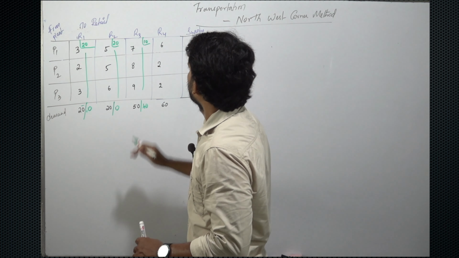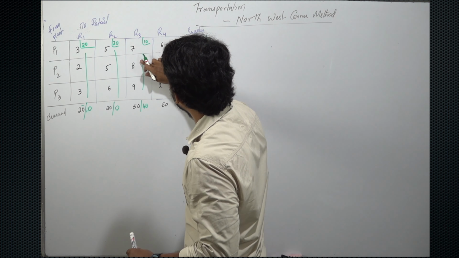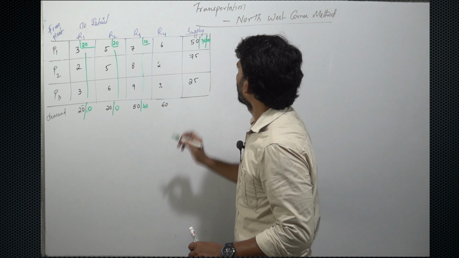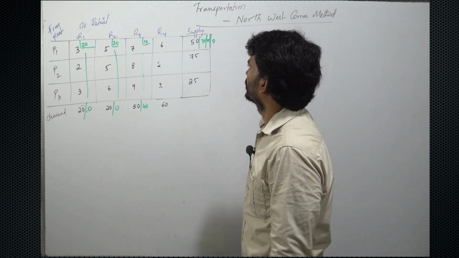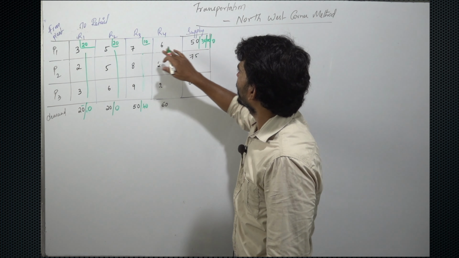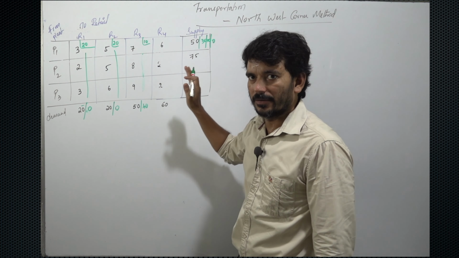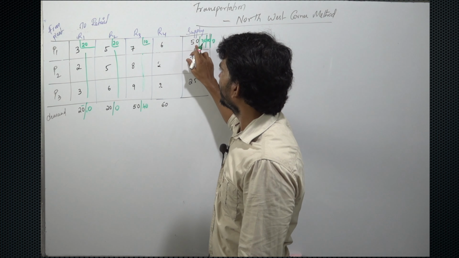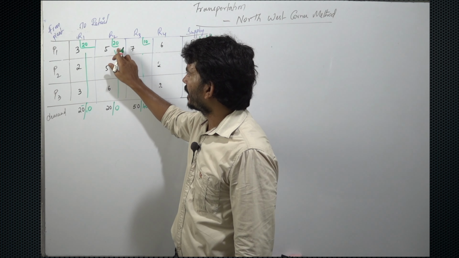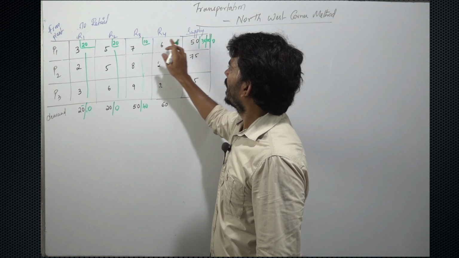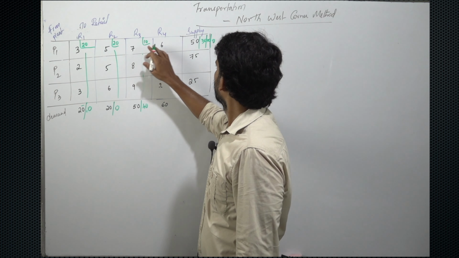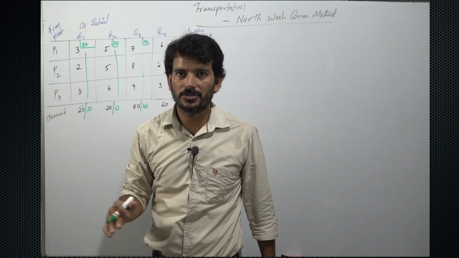And this will be crossed out. Rather, I should not say crossed out, because the demand has not been completed. So now this has become 0. The moment it has become 0, there is nothing that you can supply from P1, because they had 50. Out of 50, 20 they have given to R1, another 20 to R2, 10 to R3. So 20 plus 20, 40, plus 10, 50. The entire supply has been exhausted.